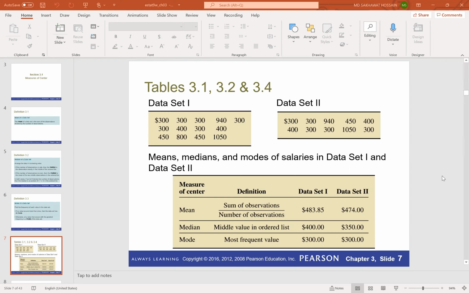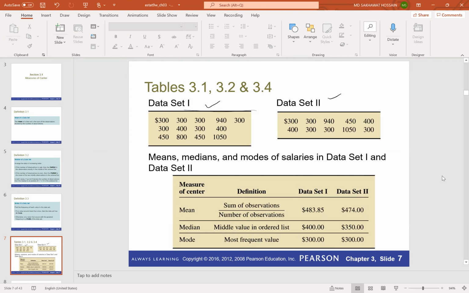Okay, in the last class, we started chapter 3. We discussed mean, median, and mode, and when we should use the mean and when we should use the mode as a measure of center for different data sets. Now we have two data sets here, data set 1 and data set 2. We calculated the mean, median, and mode for these two data sets, and this is the data of salaries.